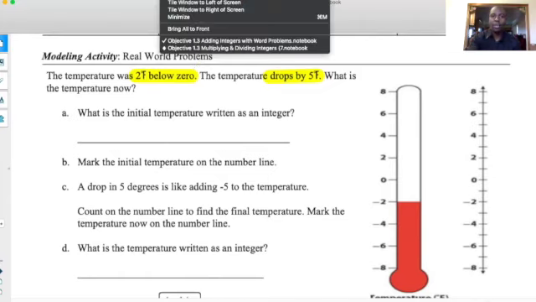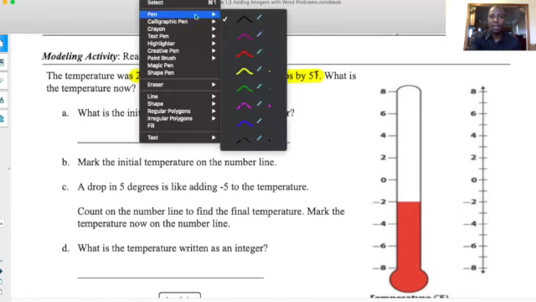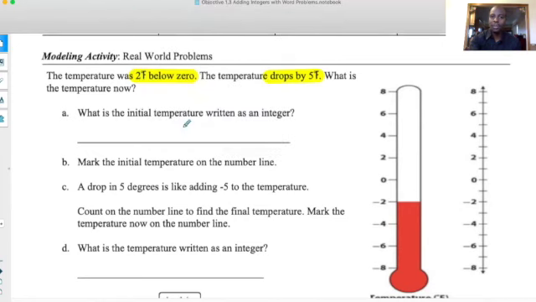Now, the way that I set up this particular worksheet is I'm going to walk you through step by step some things that should be happening in your mind as you're reading. The first question is, okay, what is the initial temperature?